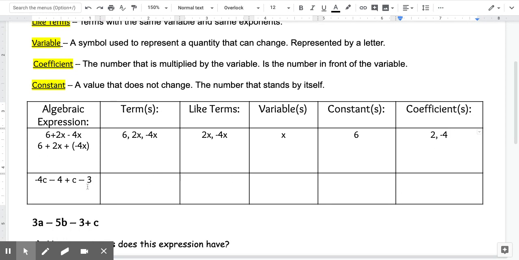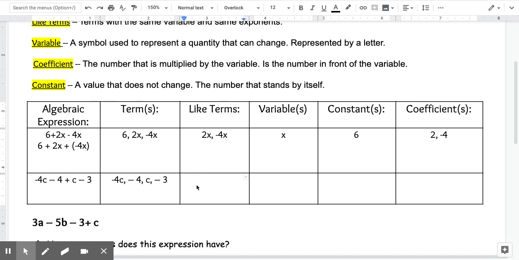The next one, I have negative 4c minus 4 plus c minus 3. So my terms are basically: negative 4c is my first term, negative 4 is my second term, c is my third term, and then finally negative 3 is my last term. So here I have 4 terms because they're separated by subtraction and addition.